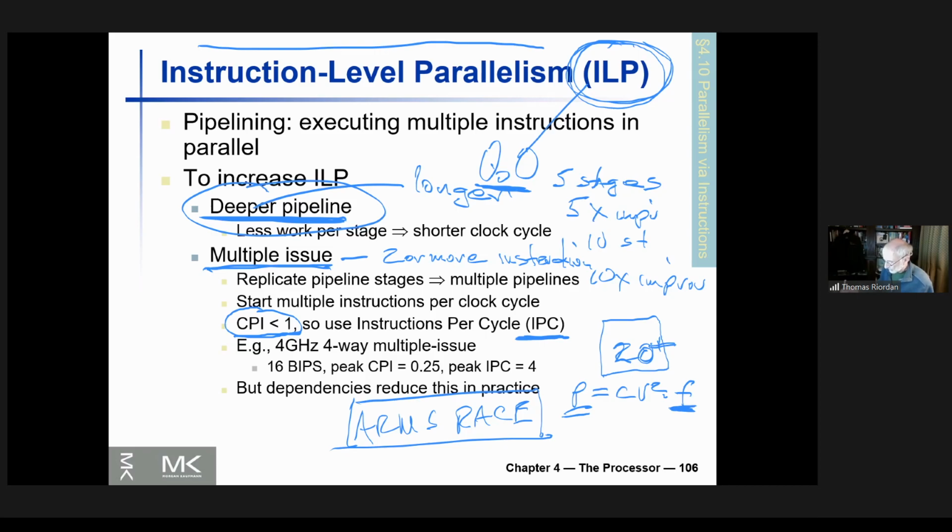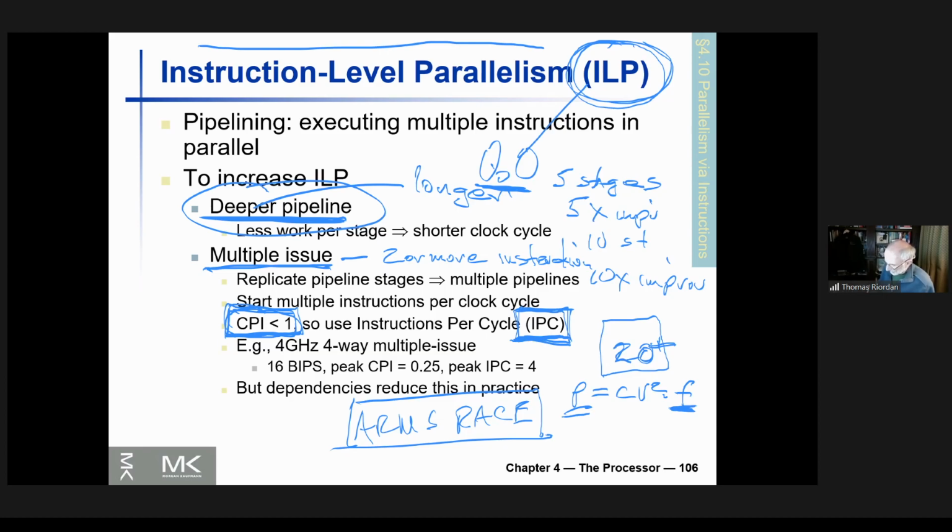And it turns out that in reality, CPI is much more useful, because you can add CPI, as we'll see later, and figure out, when we get to chapter 5, what the memory system latency does to our CPI. So we'll mainly continue to calculate in CPI, but we'll note that people are very proud if they can have an IPC that's greater than 1.